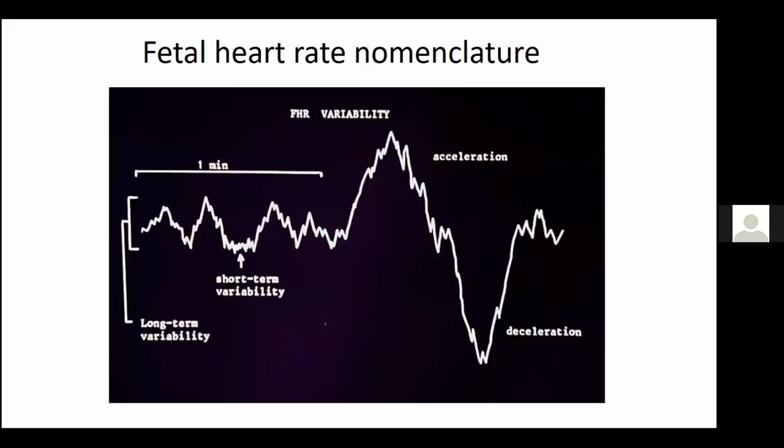So in terms of the critical nomenclature, a lot of people are not clear about the variability, and that becomes the main thing. So accelerations are normally 15 above the baseline.